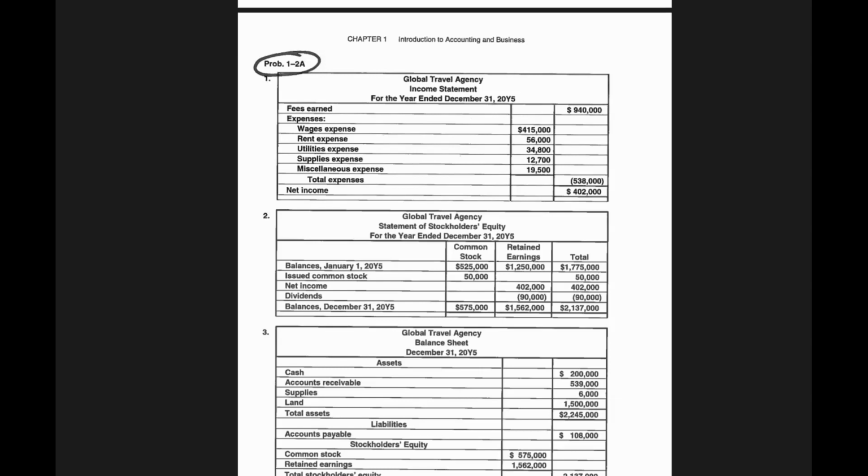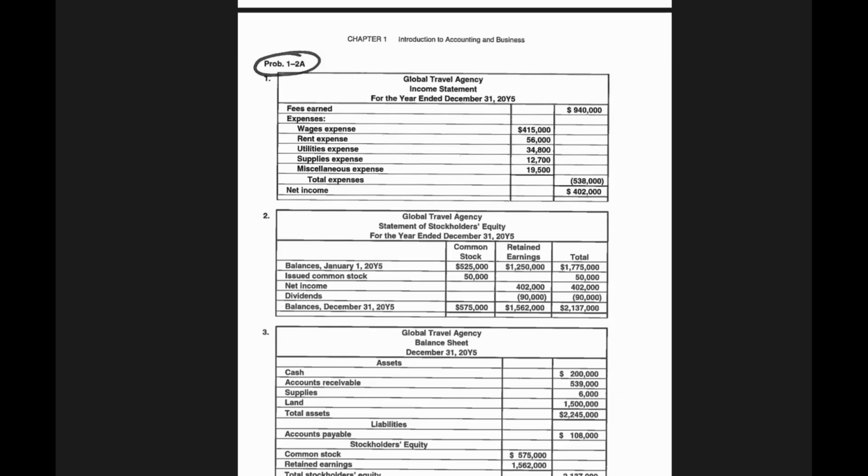And then what's important is to make sure you read the entire problem, because there's oftentimes information that's buried. And that's an example here. Common stock was $525. Retained earnings was $1,250,000 as of 1/1. During the year, additional common stock was issued, 50 grand, and dividends were paid, 90 grand.